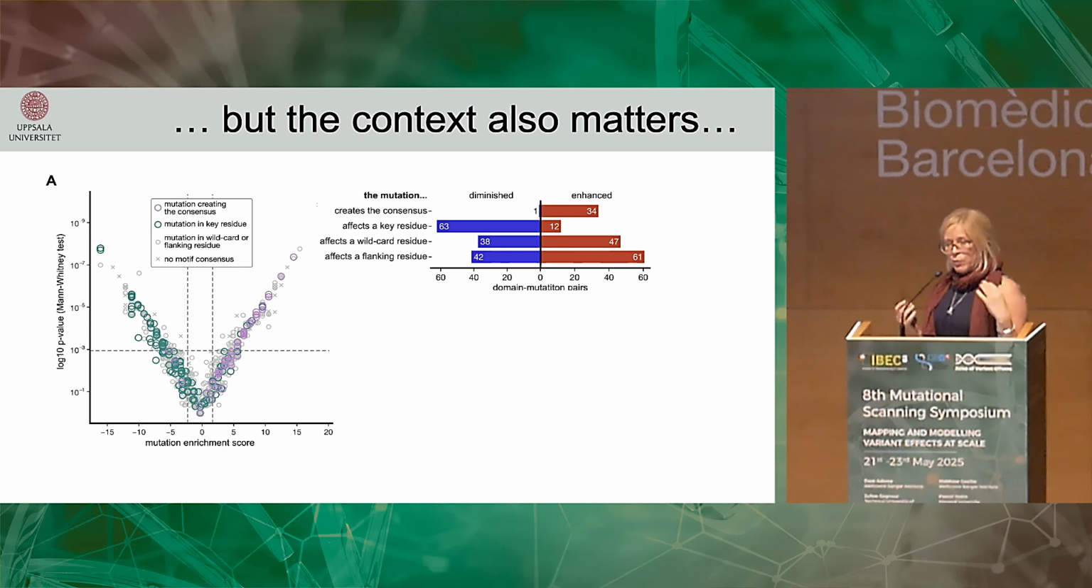What we can also see when we look closer at the data is that quite many mutations are actually not hitting the core motif residues, but the flanking regions, which contribute to binding, and also what we call the wildcard positions, which are the residues between the core consensus motif residues.